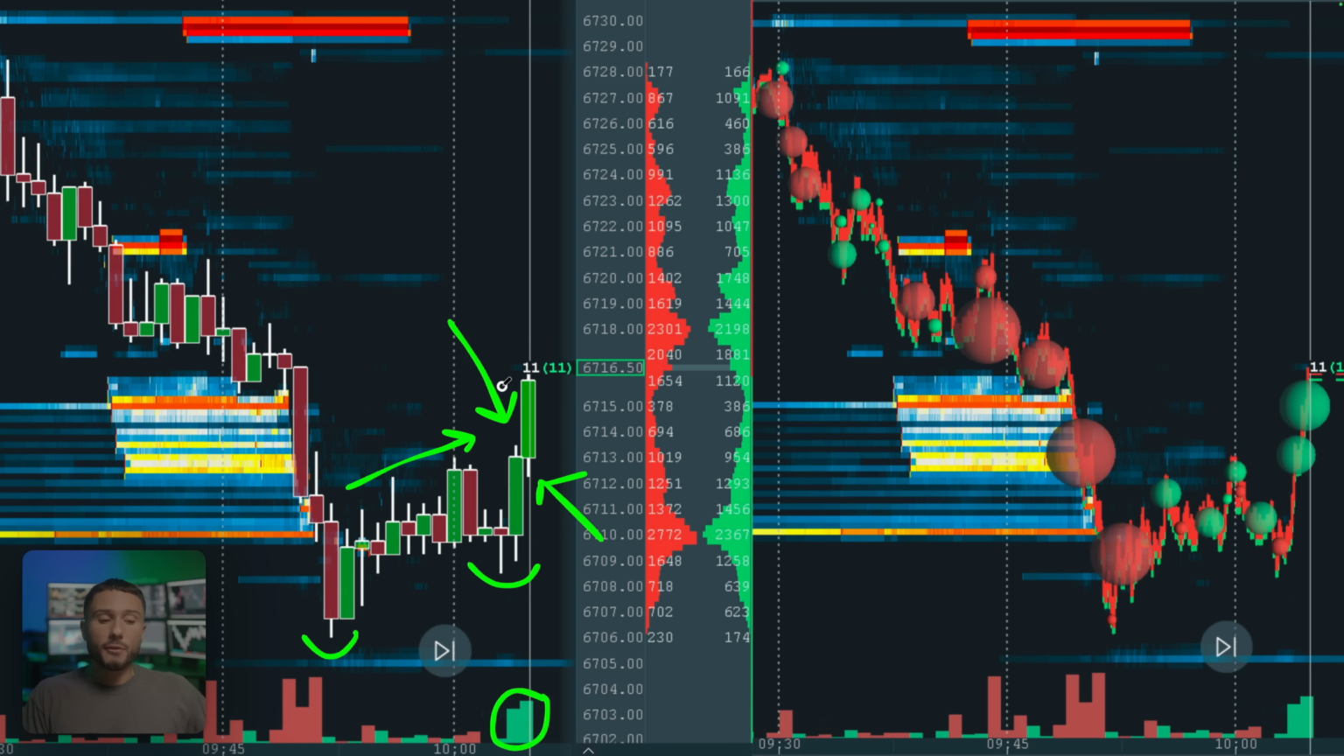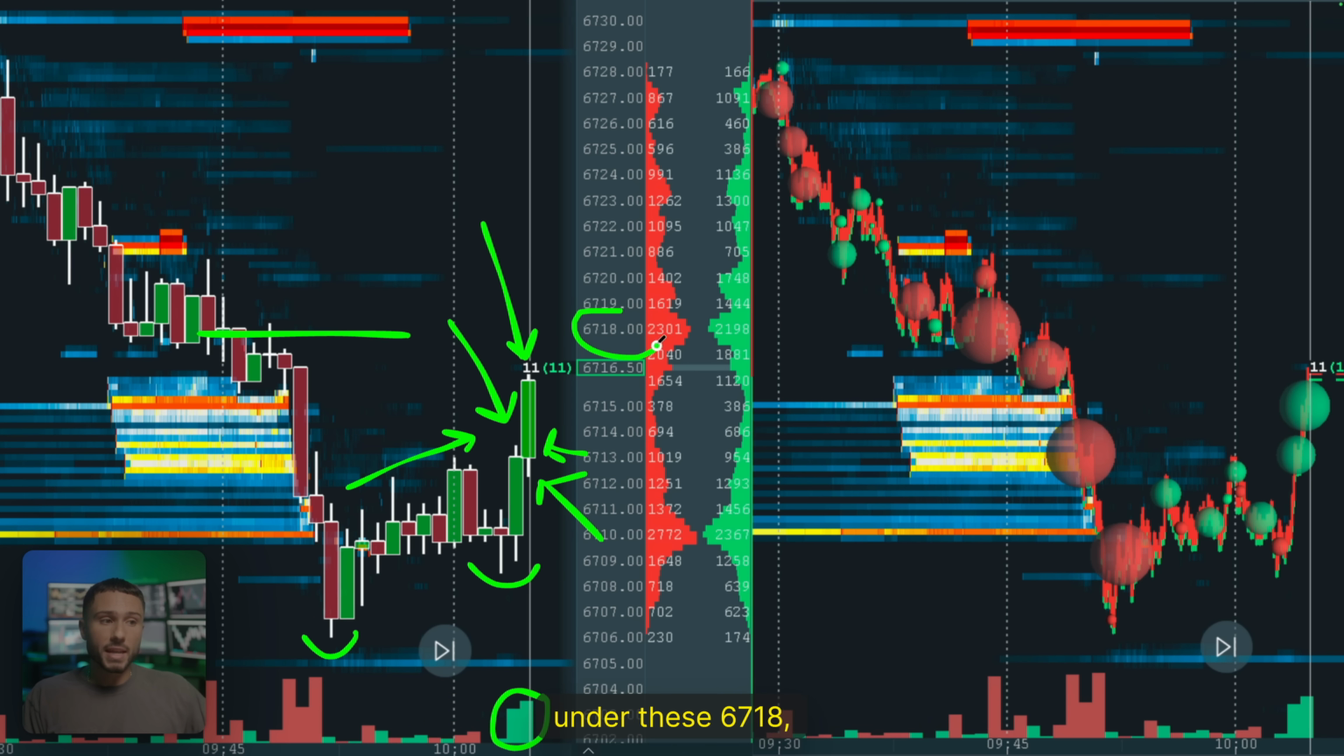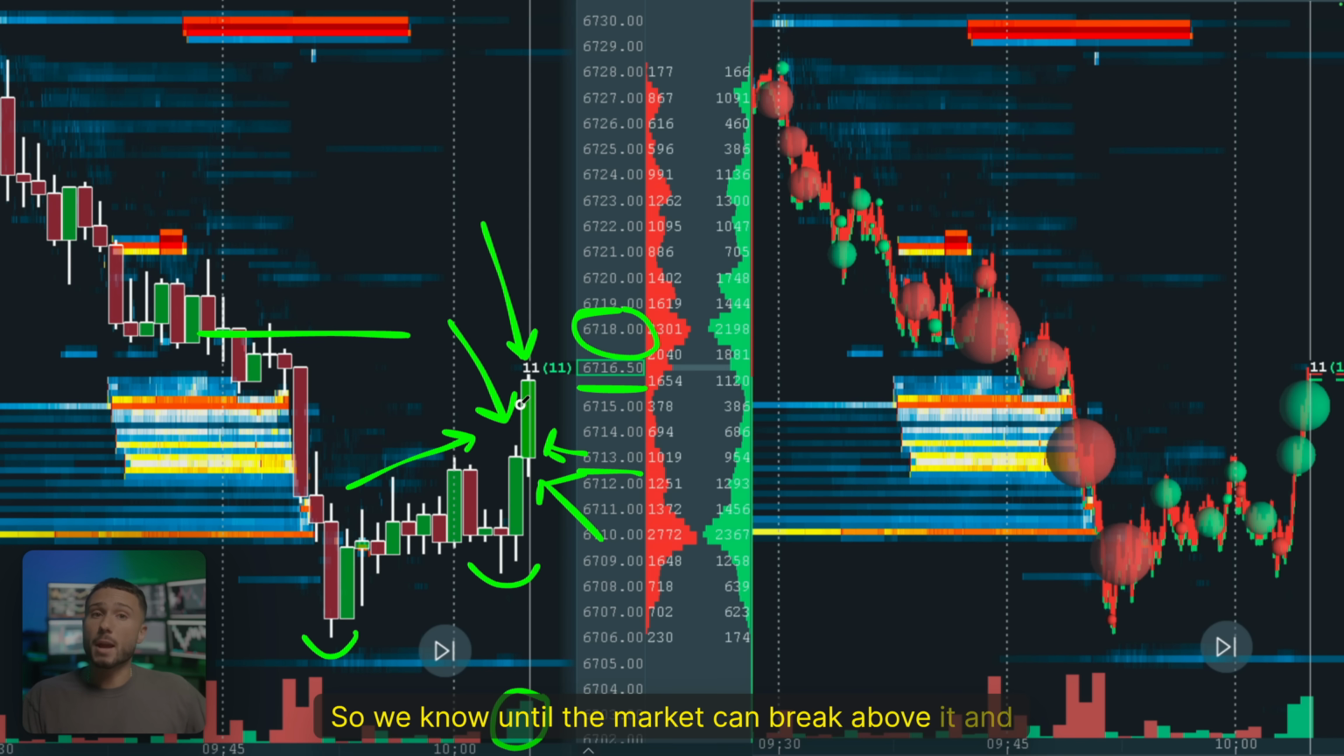Now, why this is significant, because like I mentioned, knowing who is in control will also help us avoid taking setups that we normally would be taking. A price action trader, I would say with a lot of confidence, most likely would be trading this to the upside and would assume the market is bullish, looking to reverse to the upside. But as an order flow trader, we know that the sellers have complete control under these 67.18s, under these 67.16s, and most importantly, even under the 67.13s. So we know until the market can break above it and then hold it as support, the sellers will remain in control.